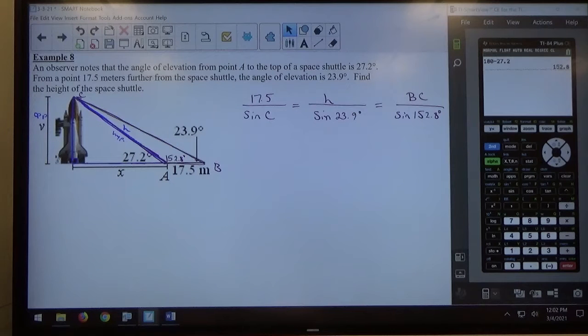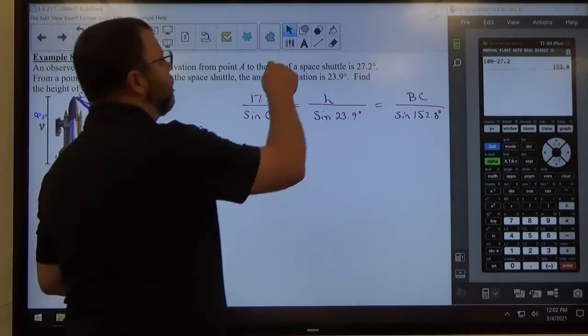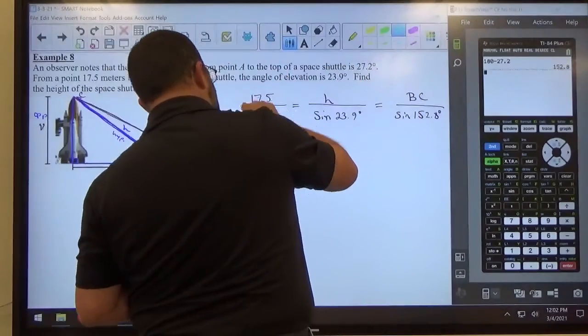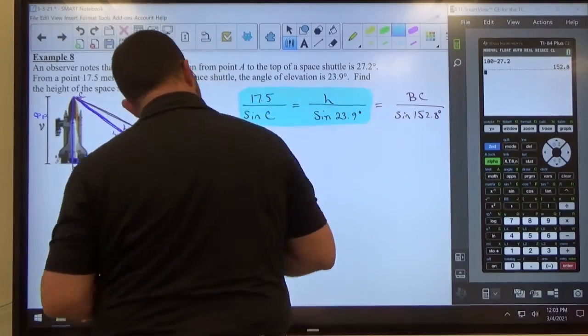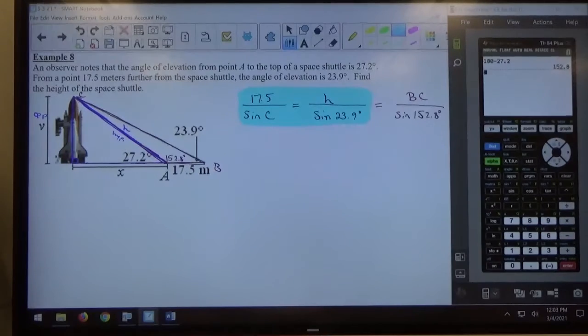Now, the other piece of information I have that will allow me to work this out, to figure out what H equals at least, is if you focus on this part of the proportion that I've created. 17.5 is a number, 23.9 is a number, H and C are variables, and I'm only allowed to have one variable within an equation structure, right, to be able to solve something.